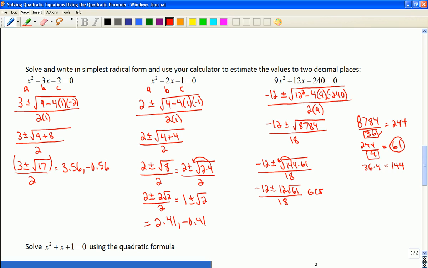And there's a greatest common factor amongst these of 6. So if I divide 6 out of everyone, I'd have negative 2 plus or minus 2 root 61 over 3. So I can't simplify this anymore. That is in simplest radical form. And I'm going to calculate it to 2 decimal places. So one solution I get is 4.54. The other one I'm getting here is negative 5.87.